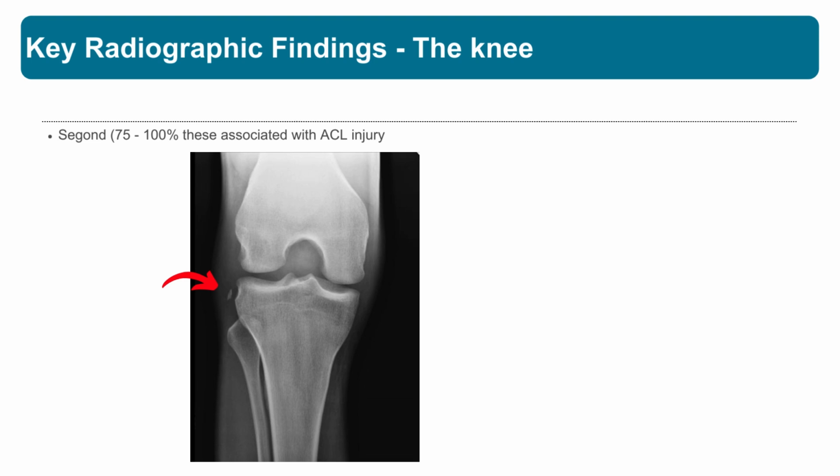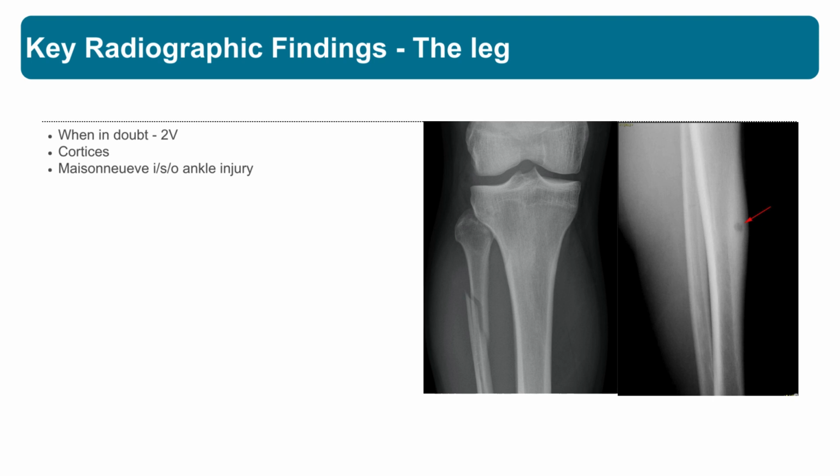As I mentioned earlier, it's incredibly important to monitor and comment on whether or not you are worried about a second lesion. This is a bony fleck off the proximal lateral tibia, and if you see this, in about 75 to 100% of cases, it's pathognomonic for an ACL injury. So you really want to be worried about a second lesion and monitoring for those.